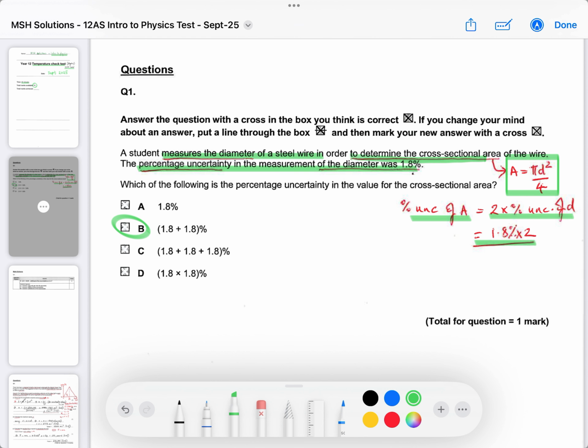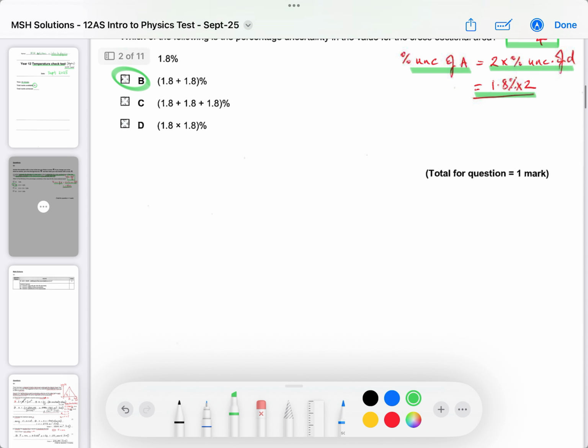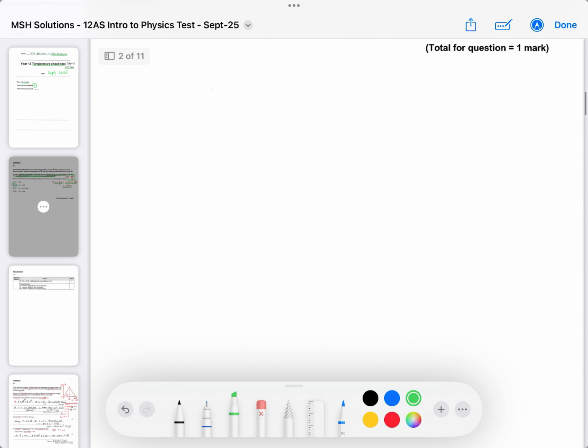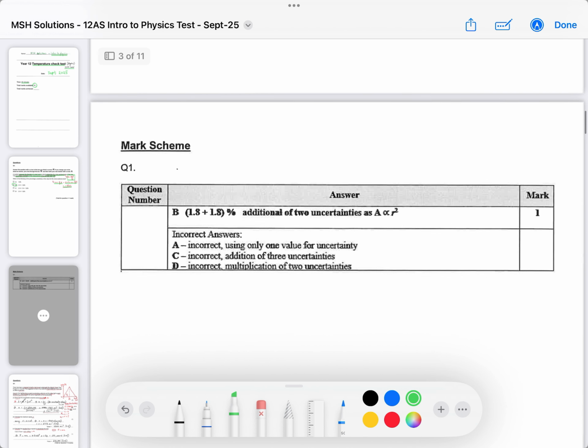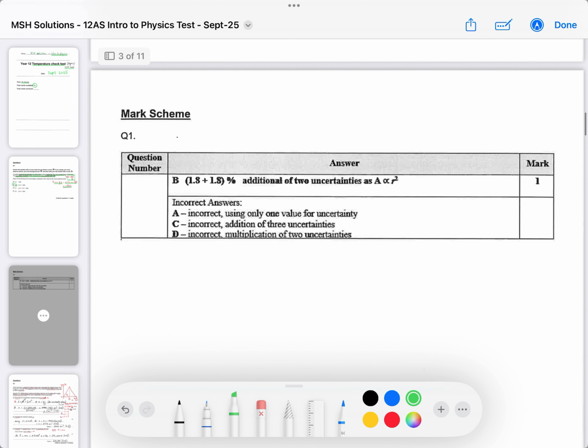Okay, so that's the first question done. So you need to know that whenever you multiply terms, the percentage uncertainty will be added, and since they're both the same percentage uncertainty due to d squared, yeah, then they'll both be 1.8%.